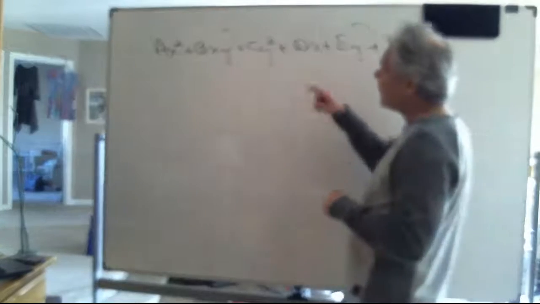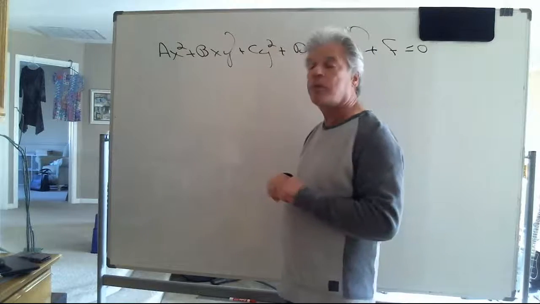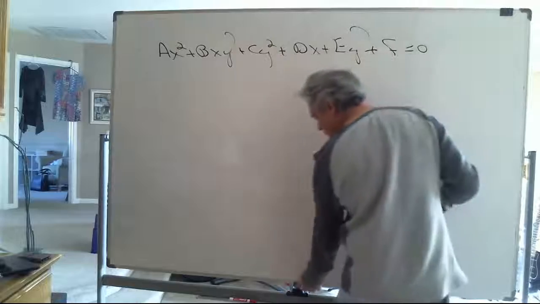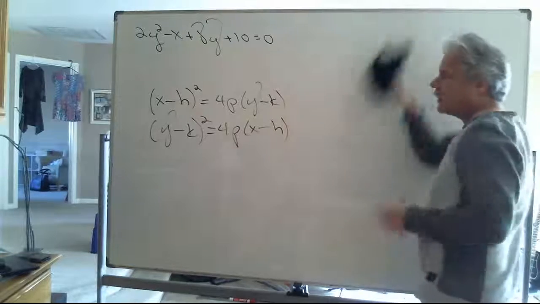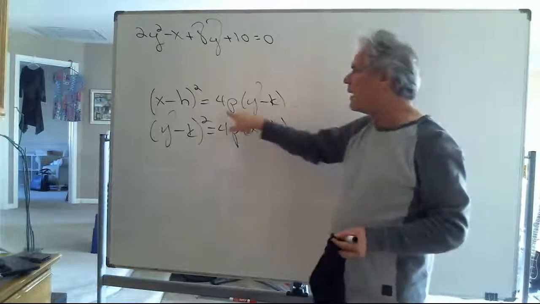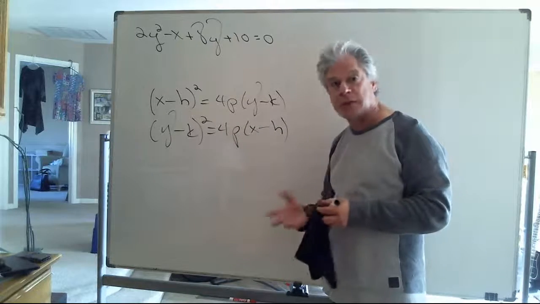Now, if it's the case that either C or A is equal to 0 and the other is not 0, then we're dealing with a parabola. And that being the case, these would be the 2 standard forms for the equation of a parabola. This would be opening up or down, depending if P is positive or negative, respectively. This is opening right or left, depending on P is positive or negative, respectively.